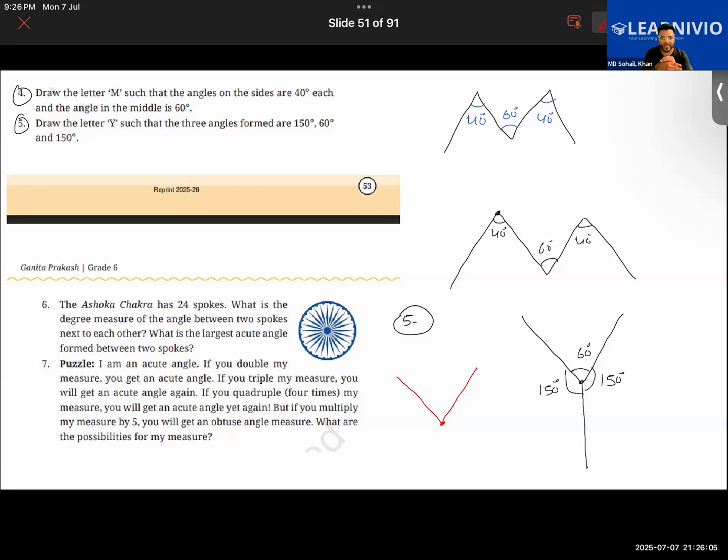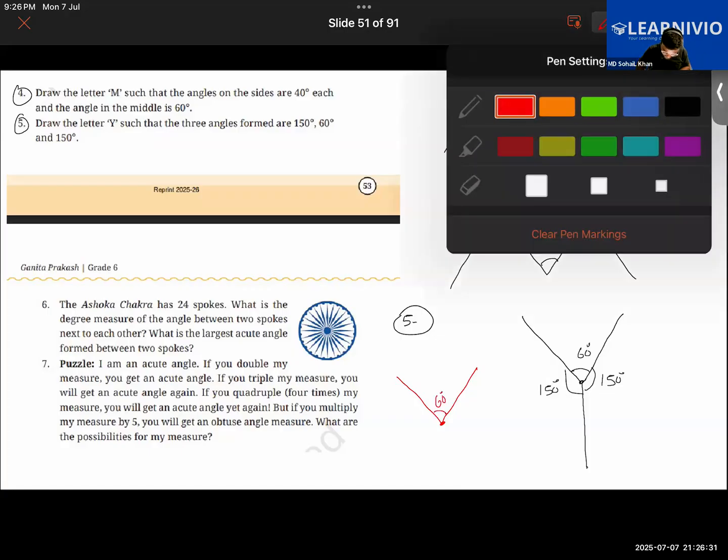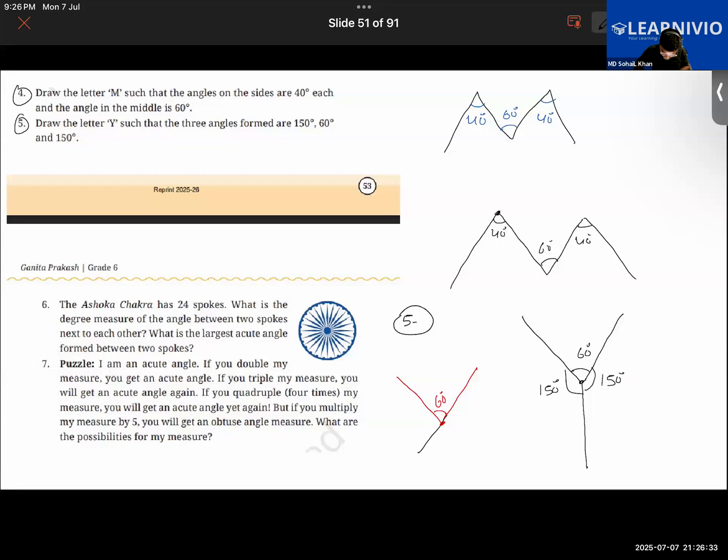Sir, we have to draw the 60 degree and then the 150 degree. After drawing the 60 degree, you will be placing the protractor like this.